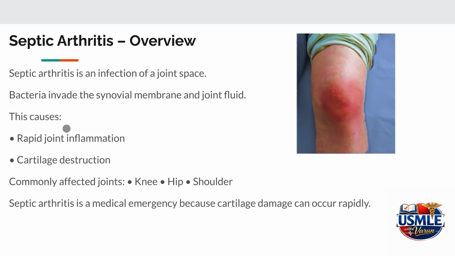Next, we discuss septic arthritis, which is an infection involving the joint space. In septic arthritis, bacteria invade the synovial membrane and multiply within the synovial fluid. This multiplication usually causes rapid joint inflammation and destruction of the articular cartilage. Septic arthritis commonly affects joints like the knee, hip, and shoulder. It is usually considered a medical emergency because cartilage damage can occur very rapidly if the infection is not treated promptly. So septic arthritis should definitely be dealt with as a medical emergency.